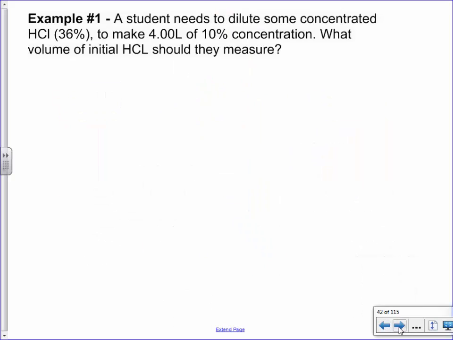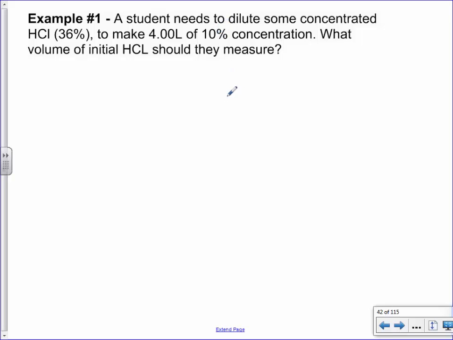So let's try an example here. Let's say that I give you some concentrated HCl, and it's 36%. Very concentrated. Concentrated enough that if you spill a drop of it, I did this once before, I spilled a drop on my jeans. The hole after it was done was that big, and that's just from 1 or 2 drops. It's concentrated acid. Let's say that you don't want to use that much concentrated stuff, but you'd rather have 4 liters of the 10% concentration. How much of the concentrated stuff should you use?